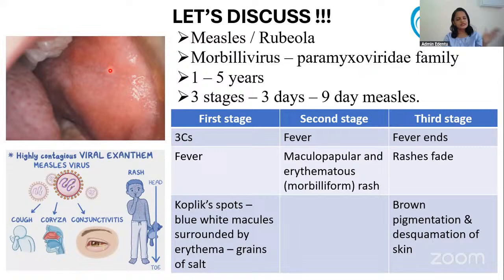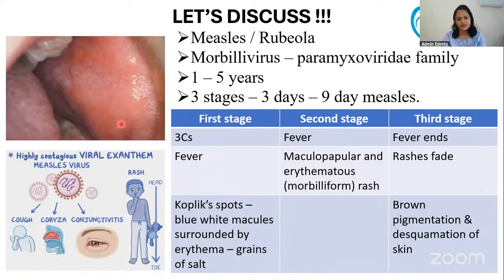Then next, the second stage: again the fever will persist, and along with the fever, you will be able to see the rash. This rash will be maculopapular or erythematous, mostly called the morbilliform rash, which can extend from head to toe.